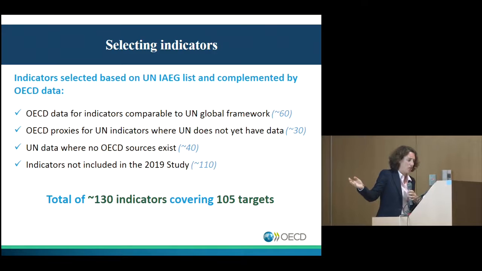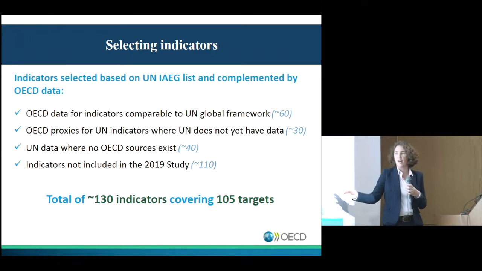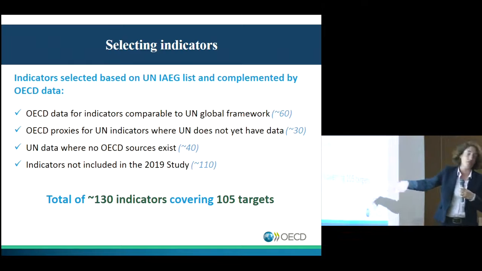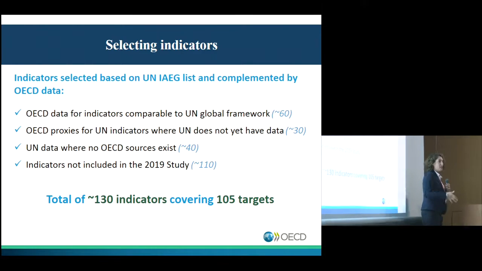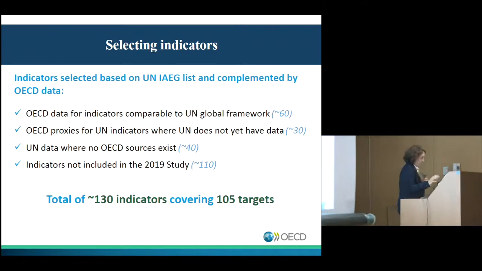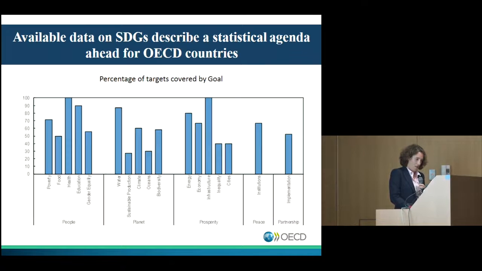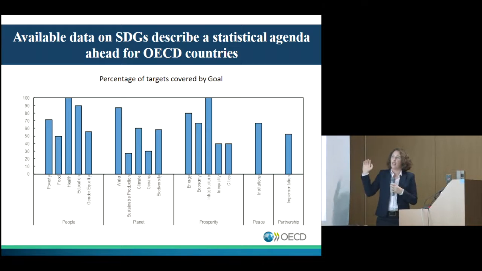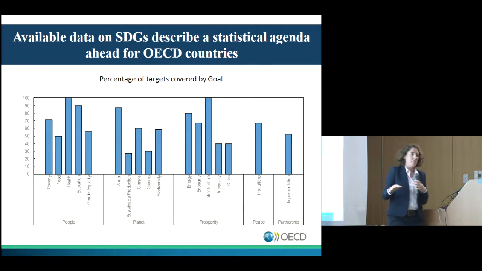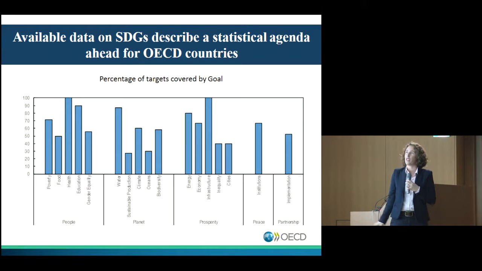This gives us a total of about 130 indicators covering 105 targets. These are the numbers that we're actually computing right now for the 2019 update, so it'll probably be slightly different, but this is the kind of ballpark figures. But the data availability really matters when you're trying to understand the overall picture of SDGs.